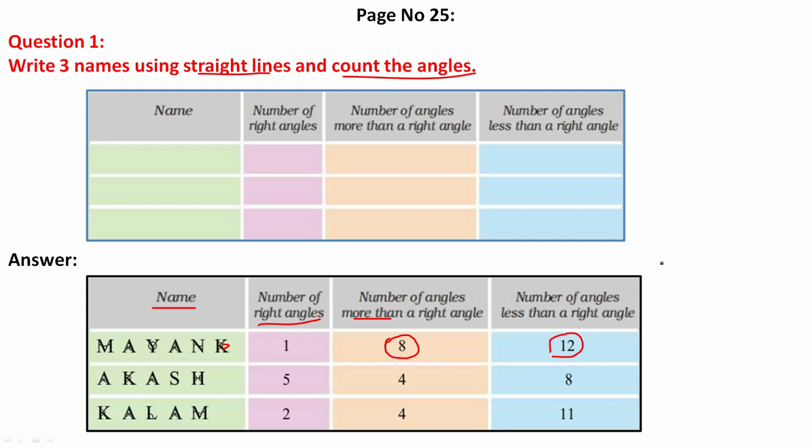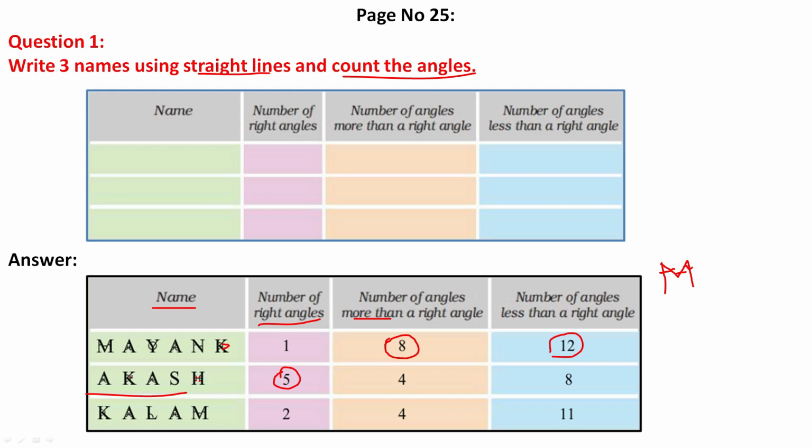So Mayank is to be written like this. For each letter you have to use straight lines. Then it will form the angles. Here you can find the angles. Okay, so in that way you can count and write. Akash. Number of right angles, here you can find 5 right angles. In the letter H itself, 1, 2, 3, 4 angles are there.